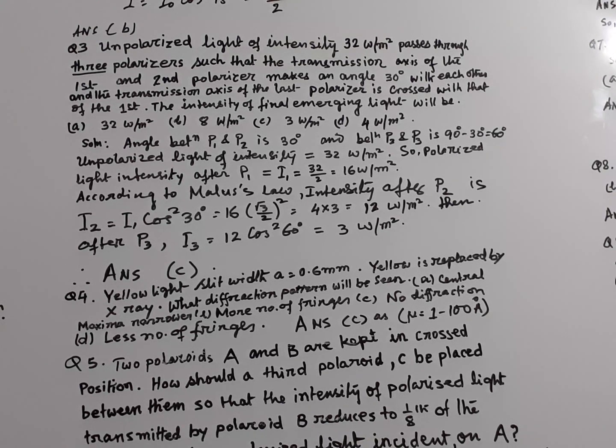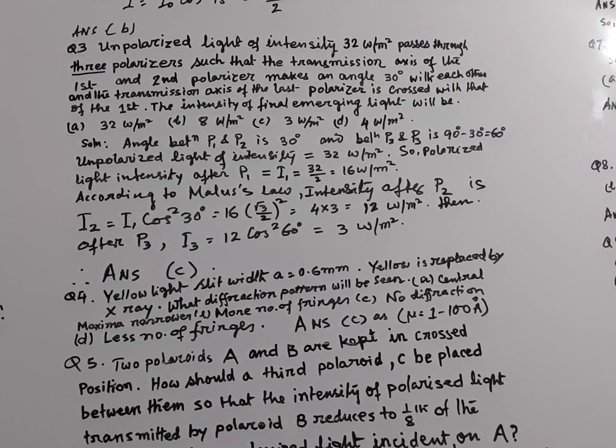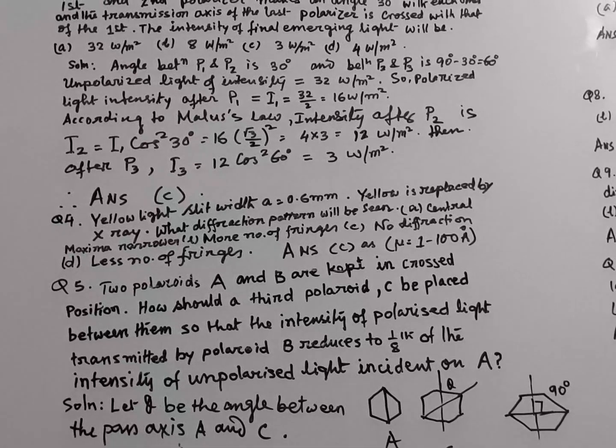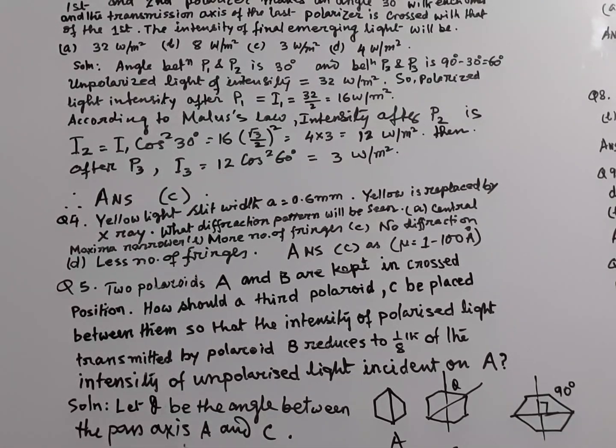A simple job. Angle between P1 and P2 is 30 degree, and between P2 and P3 of course it will be 90 minus 30 degree, that is 60 degree. Unpolarized light of intensity is 32 watt per meter square. So, polarized light intensity will be half of that, that is 16 watt per meter square. According to Malus law, intensity after P2 is I2 equal to I1 cos square 30 degree, which is coming 12 watt per meter square. Then after P3, it will be 12 into cos square 60 degree. Already I have shown how that angle has come. Now 3 watt per meter square, then the answer will be C, choice will be C.